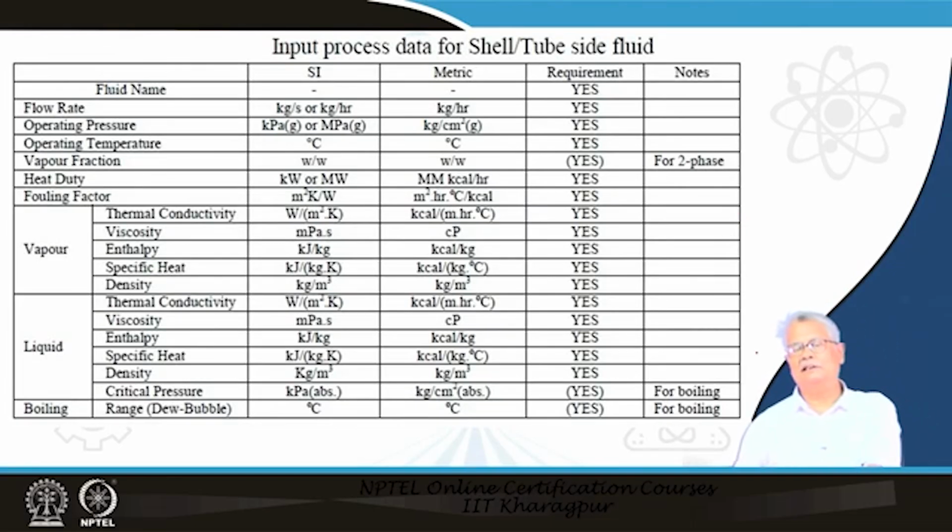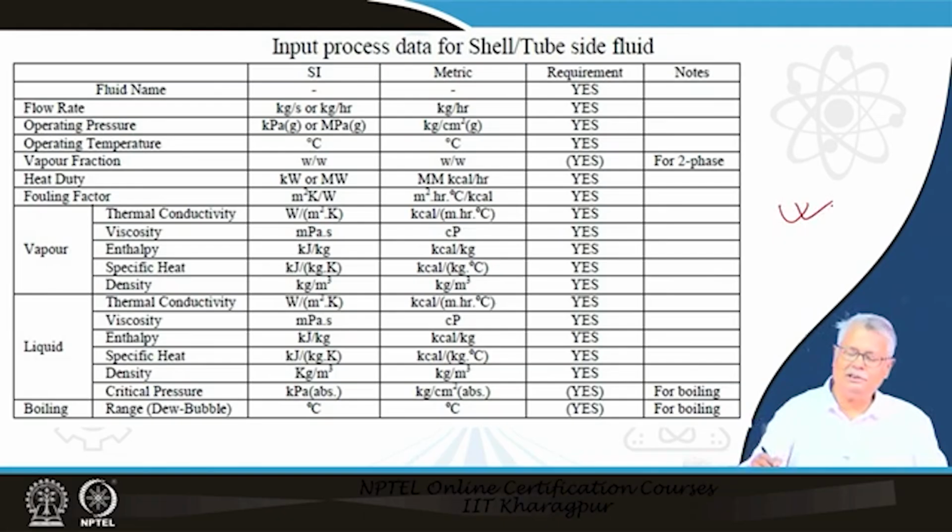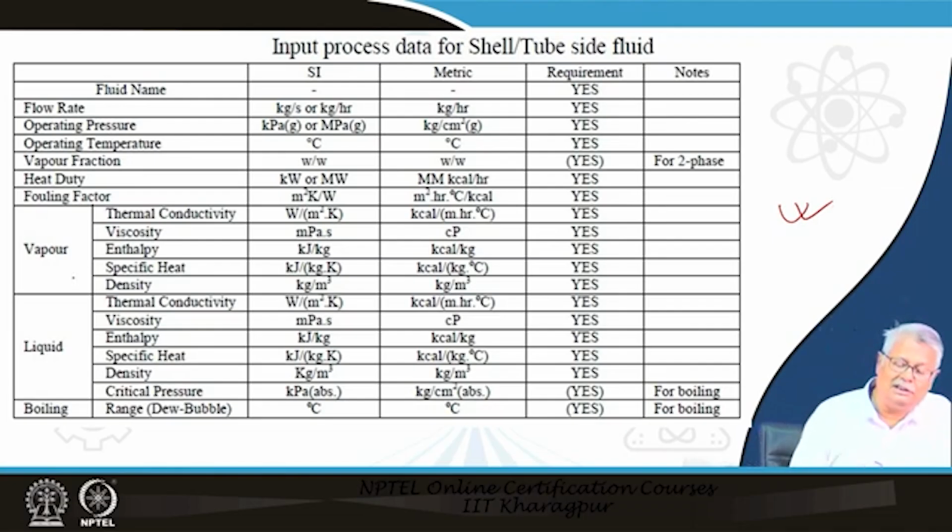Now once you have decided the type of exchanger that you need according to TEMA or BAS code IS 4503, you go for the input process data for the shell and the tube side fluid. In fact, this is supposed to be the data sheet with which you will start working. You require for the vapor and the liquid all the data. What all data you require? You require the thermal conductivity, viscosity, enthalpy, specific heat and density.